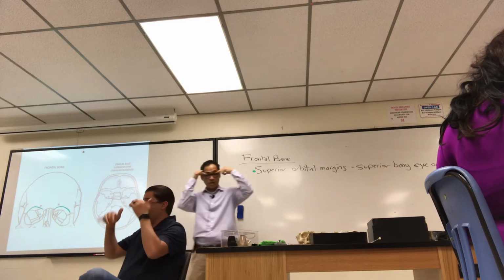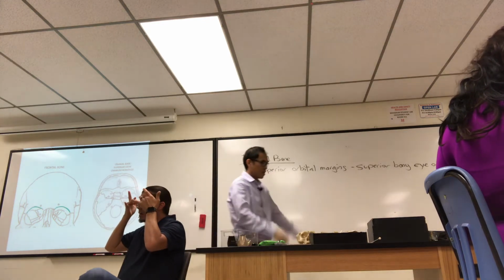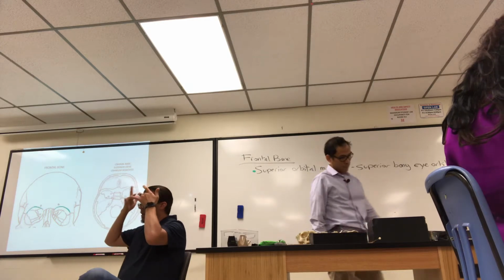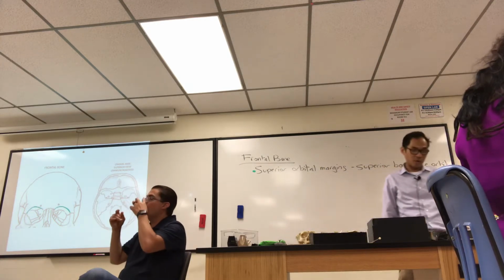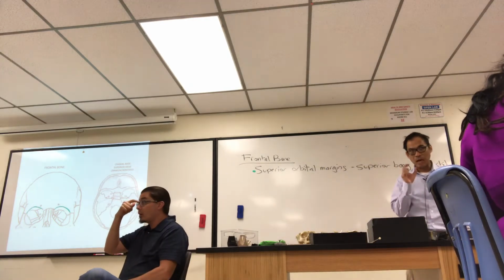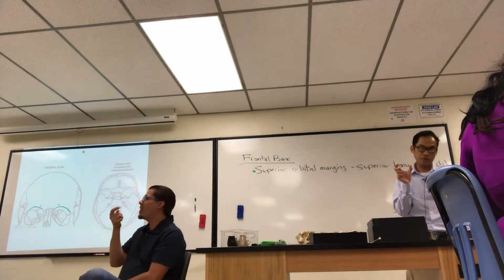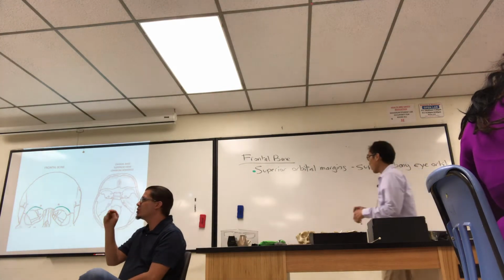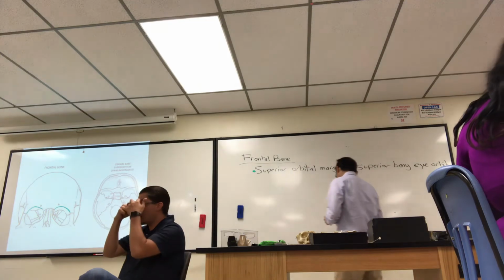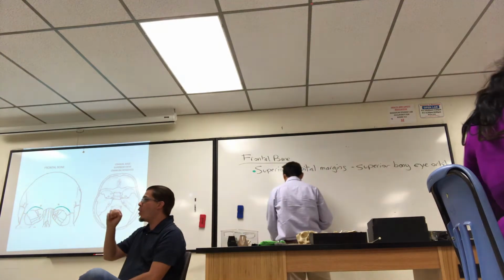You can palpate yours, right? You feel the bony part of your eye orbit. It's part of your frontal bone. Then there's a little notch within that margin. Superior orbital foramen or notch.